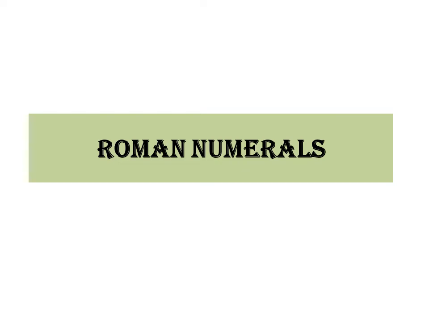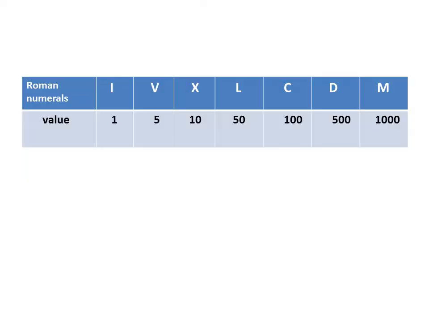Let's start with Roman numerals. There are 7 basic Roman numerals. Each symbol is represented by a letter of the English alphabet. You can write any number by using a combination of these numerals. Let's look at these symbols.